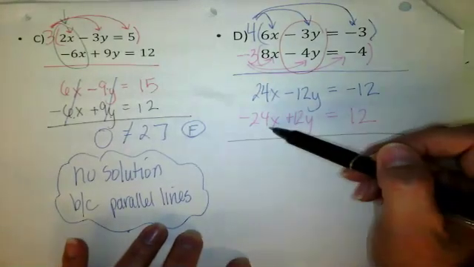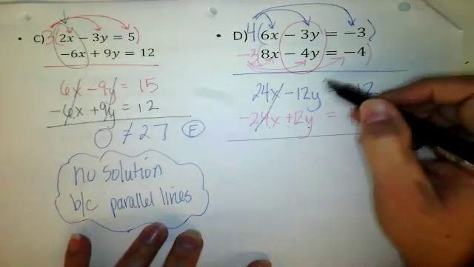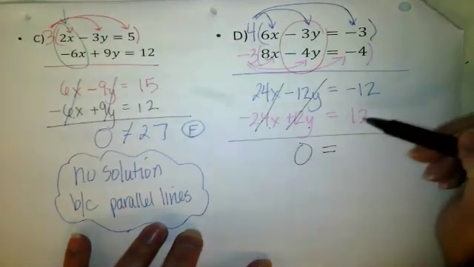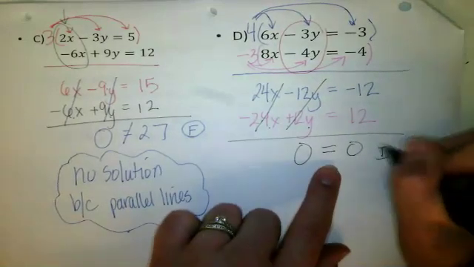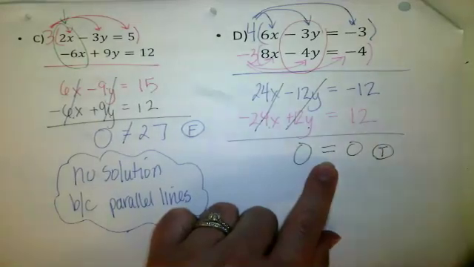Positive 24 and negative 24, 0. Negative 12y and positive 12y, 0. I need a placeholder. I must have something. Negative 12 and positive 12, 0. True or false? True. This is a true statement. 0 always equals 0 all the time. Every day of the week.